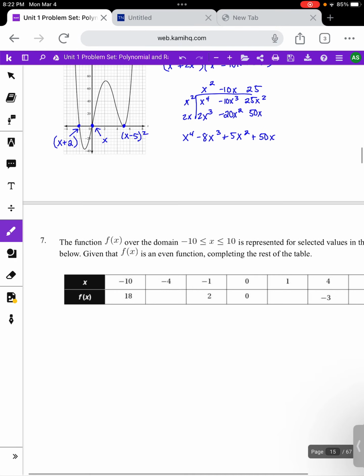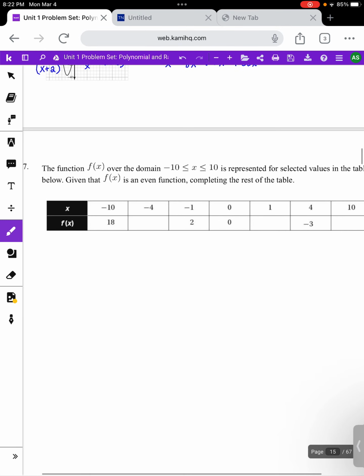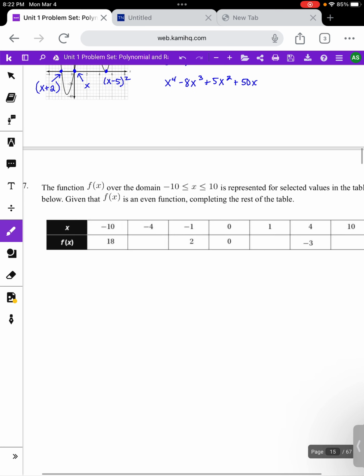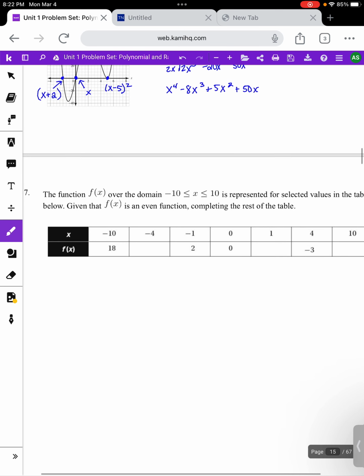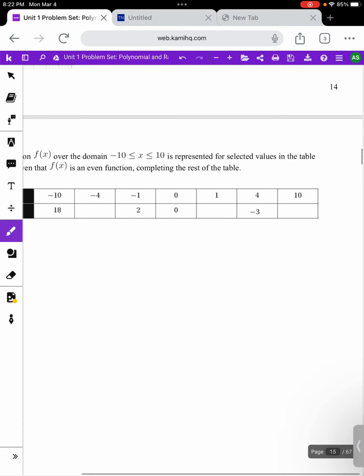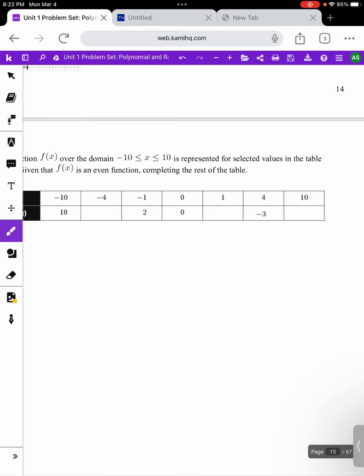All right. The function over the domain negative 10 to 10 is represented for selected values of the table. Given that f of x is an even function, complete the table. Okay, so even means that it's symmetric about the y-axis, right? So if something's an even function, it looks like this. So most likely symmetric about the y-axis.